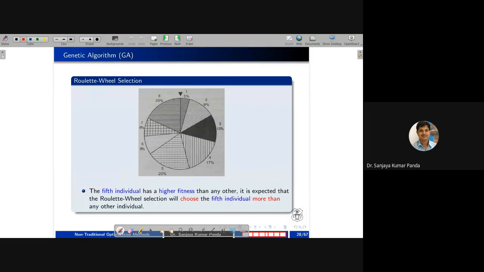Each and every population has some space in this roulette wheel. Now there is a marker in the wheel. If you spin this wheel, after some time it is going to point to a particular population. That population is going to be selected. But if a particular population occupies maximum area, like here it occupies 20%, and here only 5%, definitely more probability is there for population 8, or population 5, because they occupy more area. That's why the 5th individual and 8th individual have higher fitness, so they have more chance to be selected in this roulette wheel selection procedure.